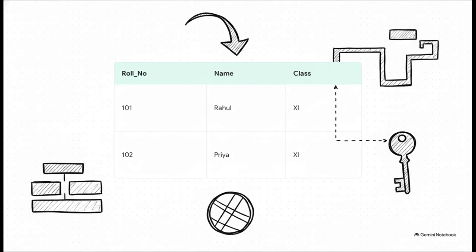To see this in action, just take a look at this student table. We've got our data neatly sorted into a grid. There are headers across the top, roll number, name, and class, and right underneath we've got specific, structured details for students named Rahul and Priya.